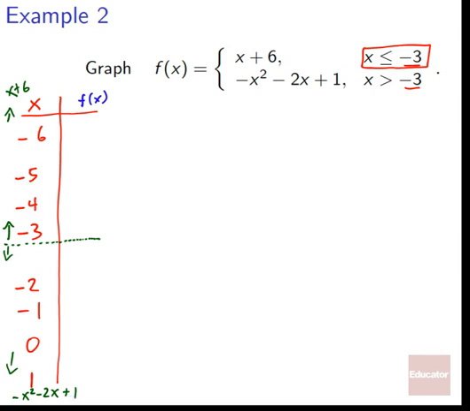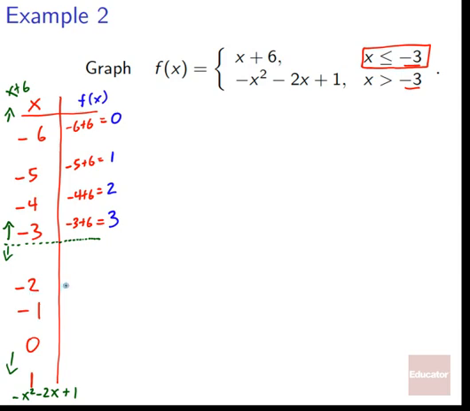All right, so let's try doing some of these. If we plug in negative 3, negative 3 plus 6 is going to equal positive 3. Negative 4 plus 6, negative 5 plus 6, negative 6 plus 6, what do these all come out to be? Negative 4 plus 6 gets us 2, negative 5 plus 6 gets us 1, negative 6 plus 6 gets us 0. So we've got a pretty good idea of how to graph the x plus 6 portion, the portion of the graph where x is less than or equal to negative 3. Now, what about going the other way?